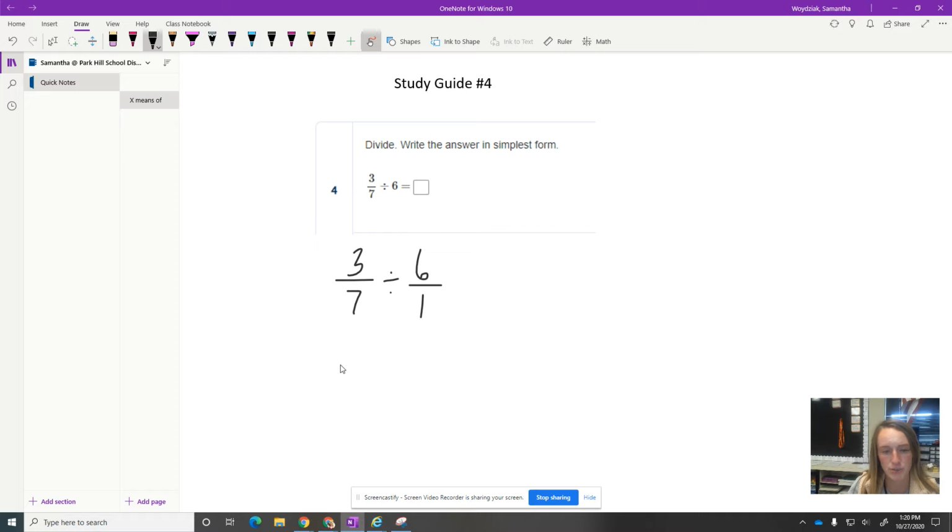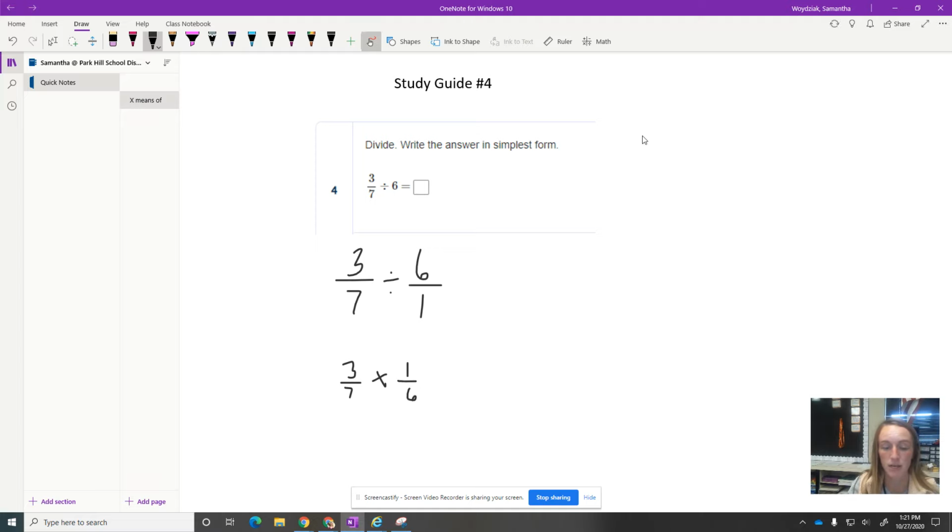Now, what we're going to do is keep our 3/7. And in order to divide by a number, we actually multiply by its reciprocal. So instead of division, we're going to change it to multiplication, and then we need to find the reciprocal of 6 over 1. When we find a reciprocal, we really just flip the numerator and the denominator. So 6 over 1 is going to become 1 over 6.